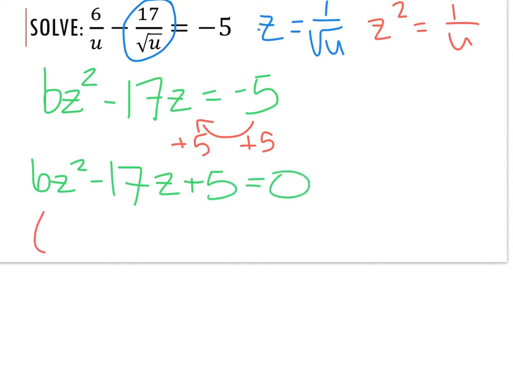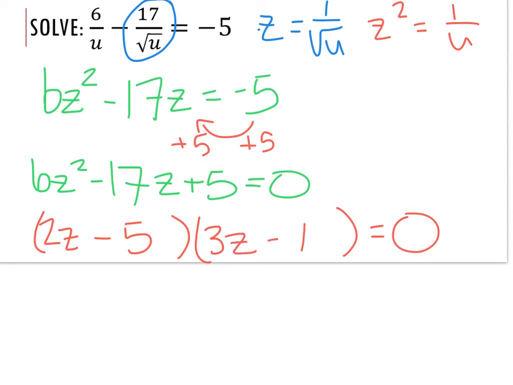Now we must factor. This one's a little bit trickier. I will give you 10 seconds to see if you can figure it out. 10, 5, 3, 2, and 1. Did you come up with 2z minus 5 and 3z minus 1? Hopefully that is a yes.